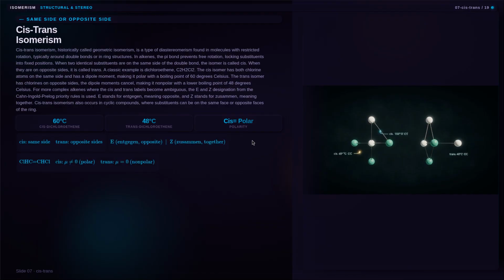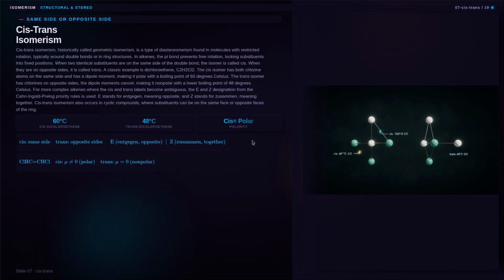Cis-trans isomerism, historically called geometric isomerism, is a type of diastereomerism found in molecules with restricted rotation, typically around double bonds or in ring structures. In alkenes, the pi bond prevents free rotation, locking substituents into fixed positions. When 2 identical substituents are on the same side of the double bond, the isomer is called cis. When they are on opposite sides, it is called trans.